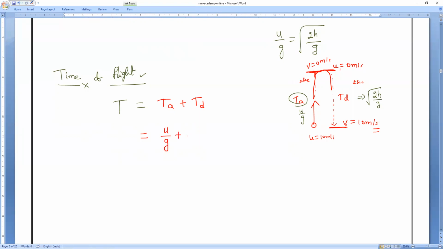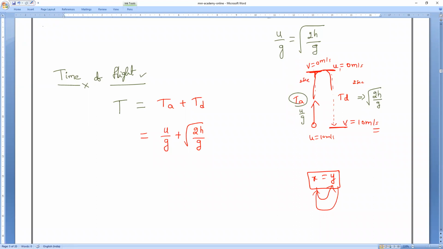Plus u, by time of descent formula, root over 2h by g. We all know in mathematics, suppose x is equal to y, it means in place of x can I write y, or in place of y can I write x? Is it right or wrong?